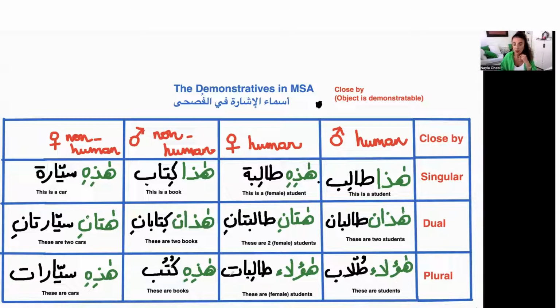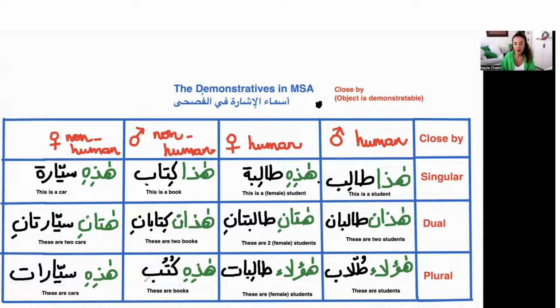If these students are all female, all of them with no exception, then that would be طالبات instead of طلاب. However, I would still use the same demonstrative, surprisingly enough. So هؤلاء طالبات. Repeat. هؤلاء طالبات. This translates into these are female students.